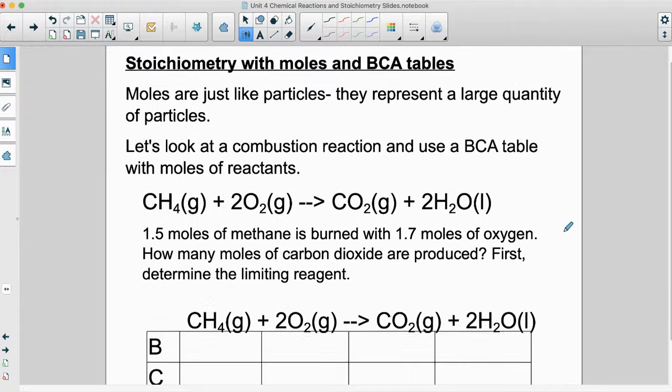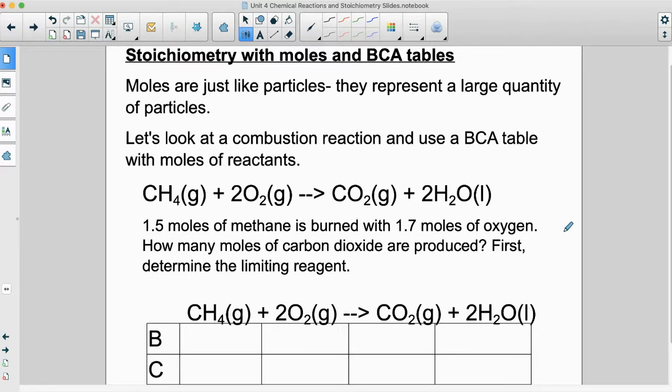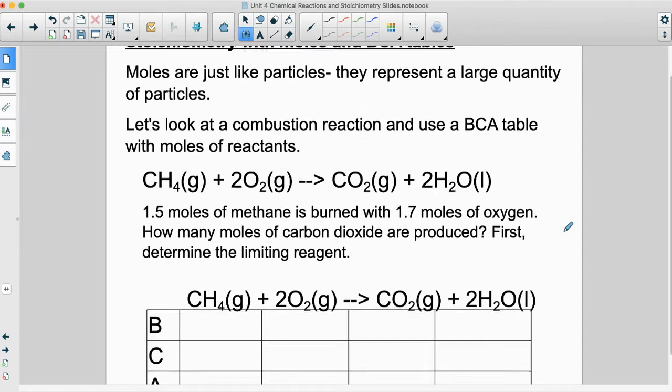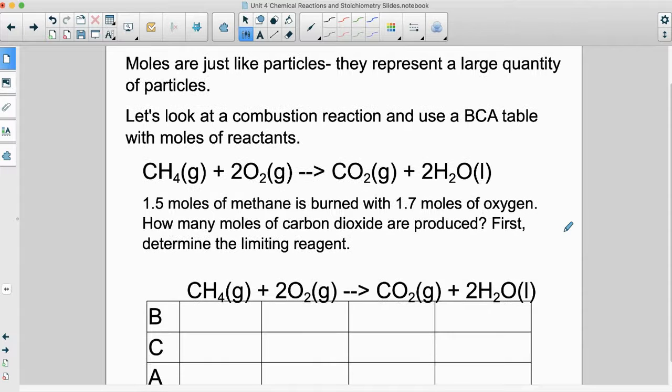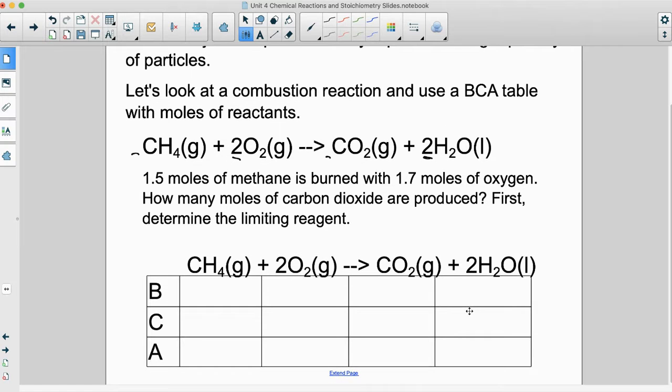So we've been looking at particles, but moles are just like particles. They're just a collection of particles. And so the ratios that you see here with the coefficients, these ratios are particle ratios and they are mole ratios as well. They work for particles and for moles. So let's look at this reaction. This is a combustion reaction.